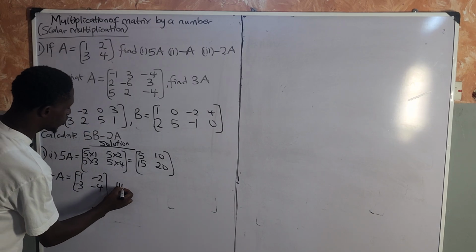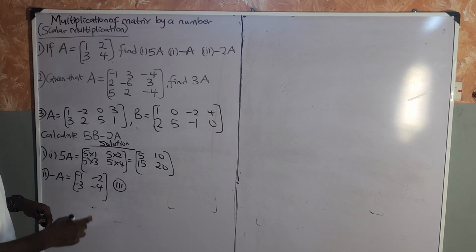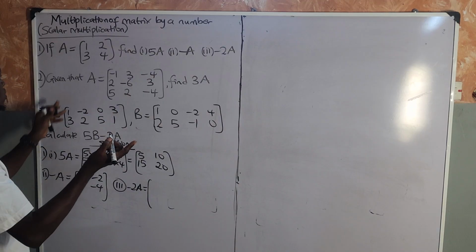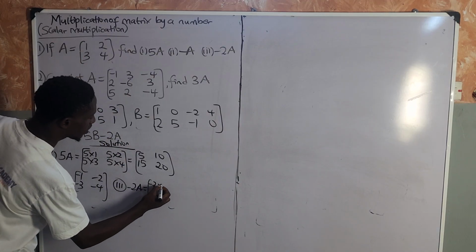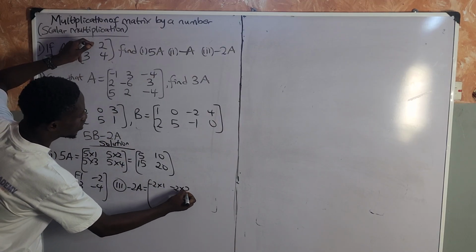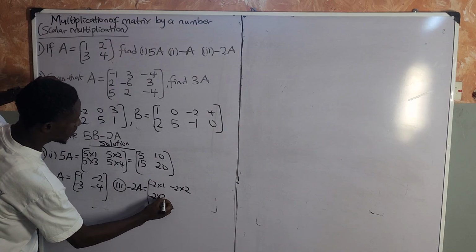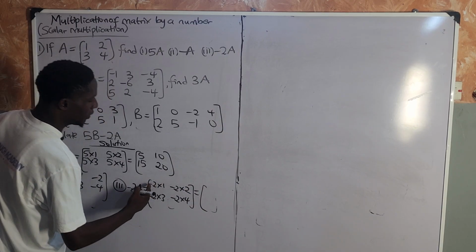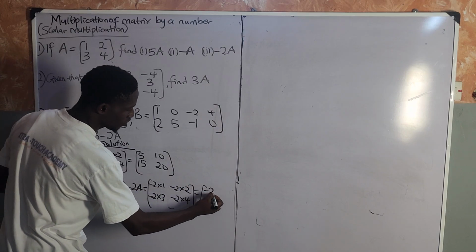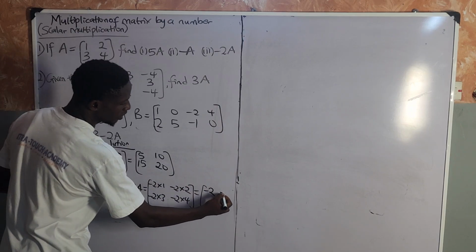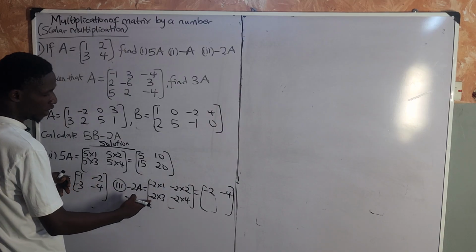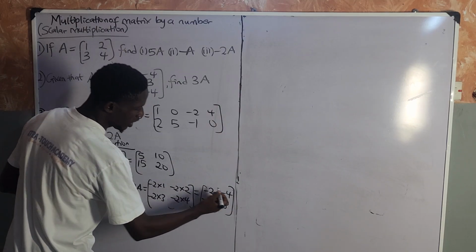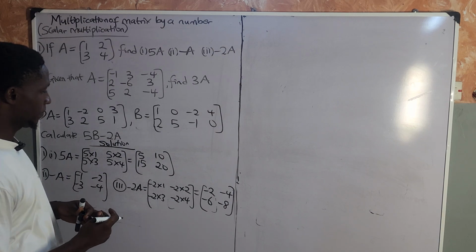Then if you check the third question there, we have minus 2A. What does it mean? We are using minus 2 to multiply each of these. That is minus 2 times 1, minus 2 times 2, minus 2 times 3, minus 2 times 4, which will give us minus 2, minus 4, minus 6, minus 8. And that is the answer.